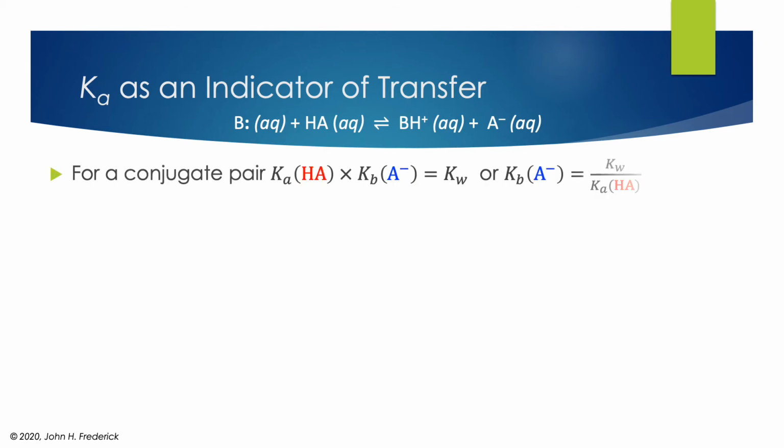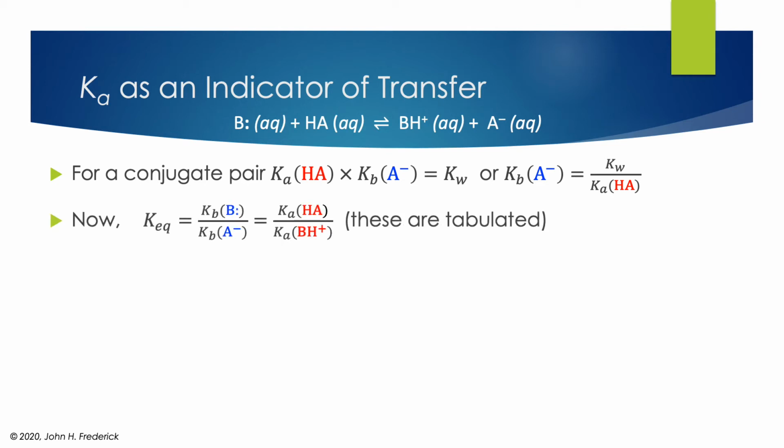Well, I'll remind you that for a conjugate pair, that is A minus and HA, or it could be B and BH plus, the product of Ka and Kb for that conjugate pair always equals Kw. So that means I could write the Kb for A minus is just equal to Kw over the Ka for HA. So now if I do this for both the weak acid and its conjugate base, we do it for A minus, we can also do it for B. That means I can now express the equilibrium constant purely in terms of Ka values.